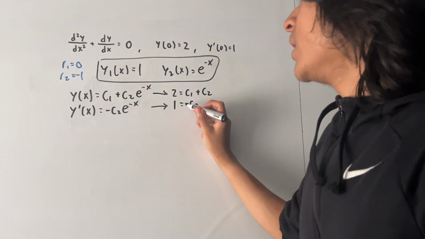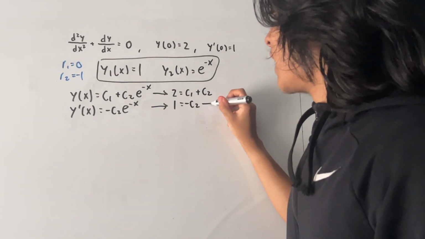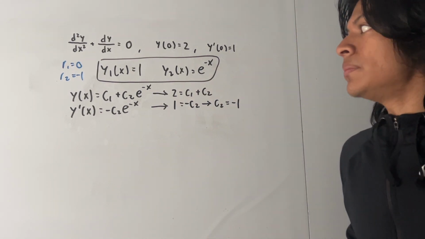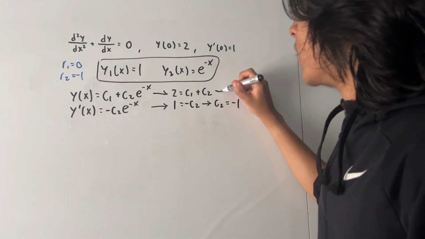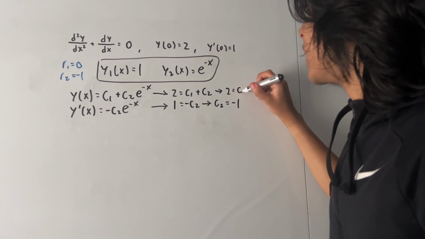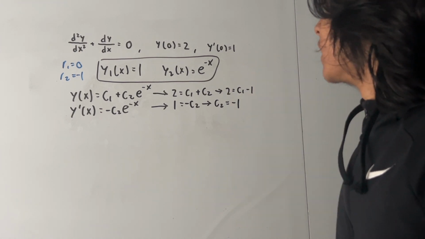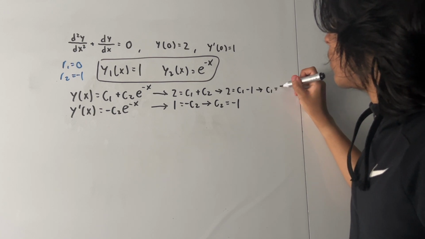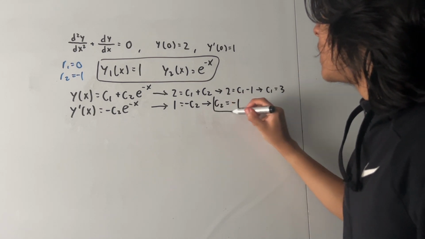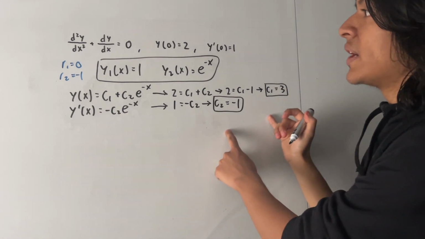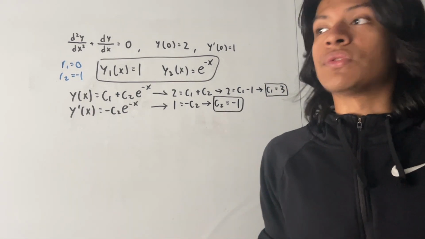For this bottom one, it's quite clear that c2 is equal to -1. And if c2 is -1, then for this top one, we have 2 is equal to c1 minus 1, and that leads to c1 is equal to 3. So right there we have our constants, and we can apply these constants to our general solution.